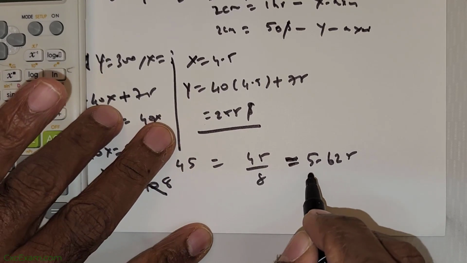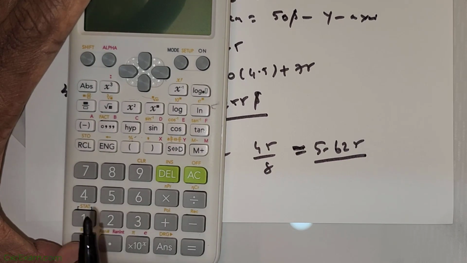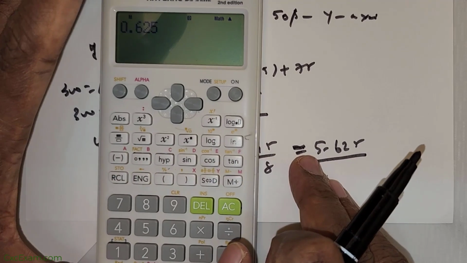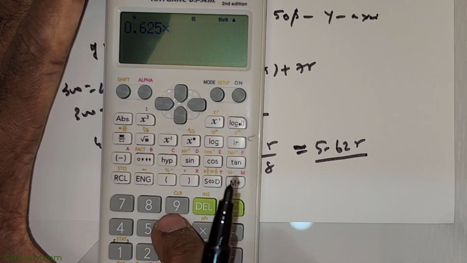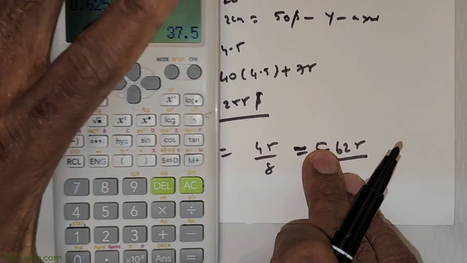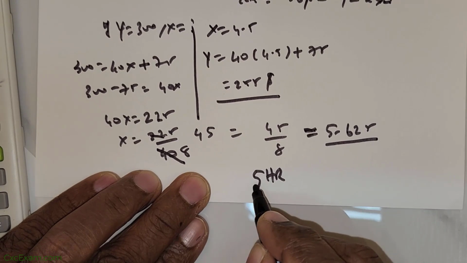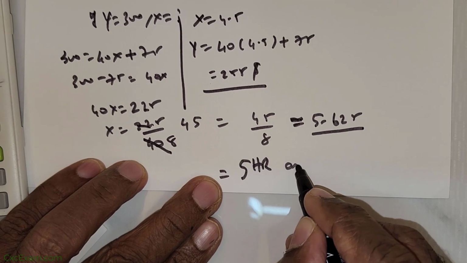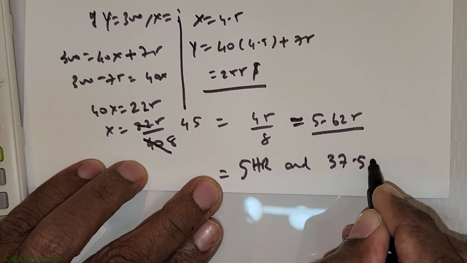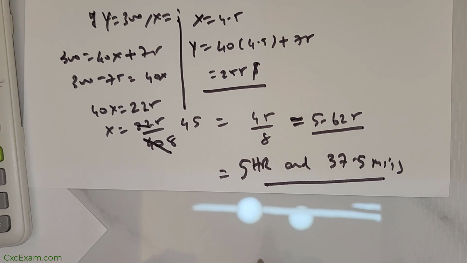Now you have to give it in hours and minutes. You take the 0.625 and multiply it by 60 minutes. This is 37.5 minutes. So 5 hours and 37.5 minutes. That should be the solution of this question.